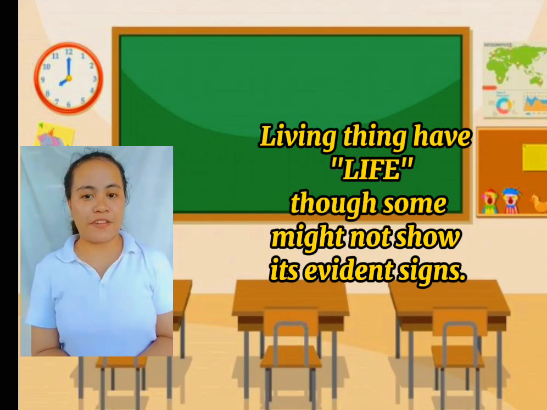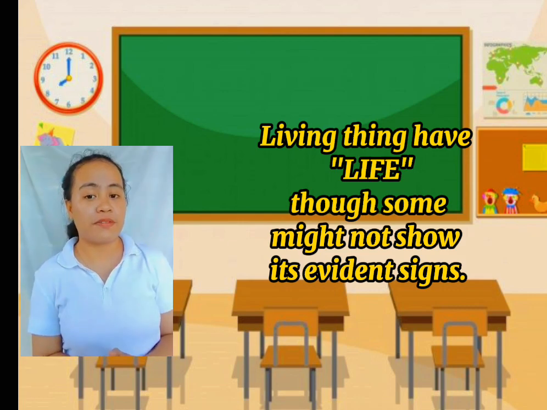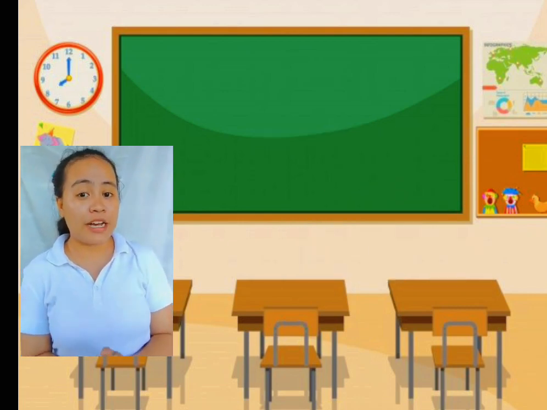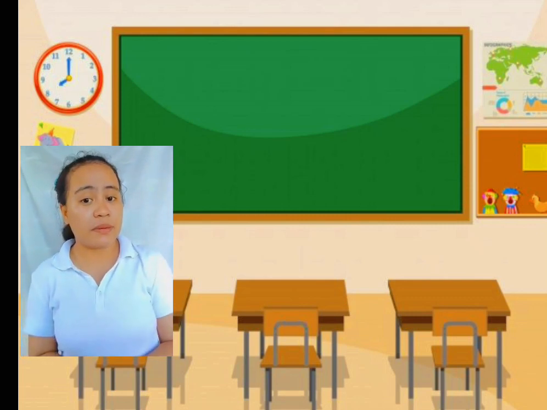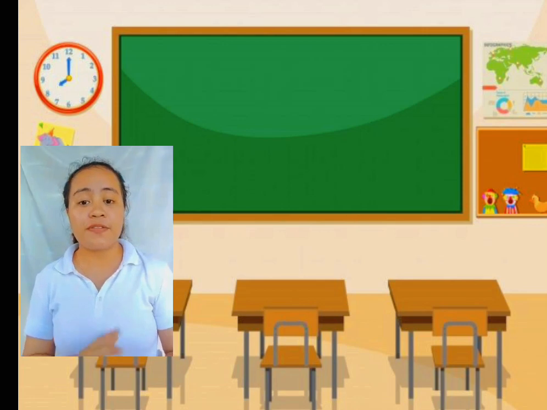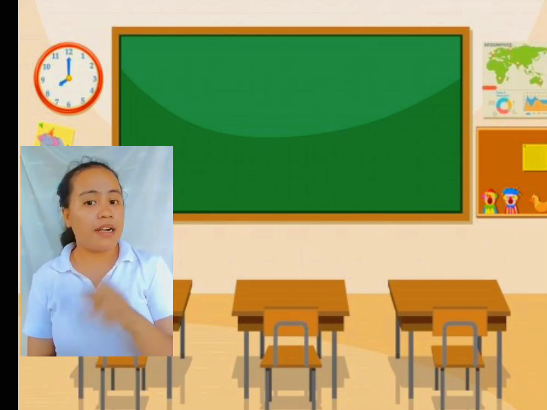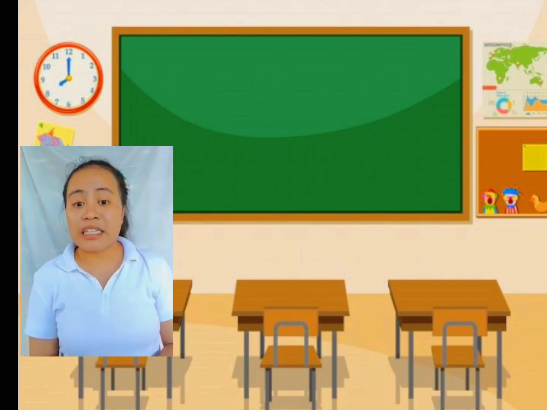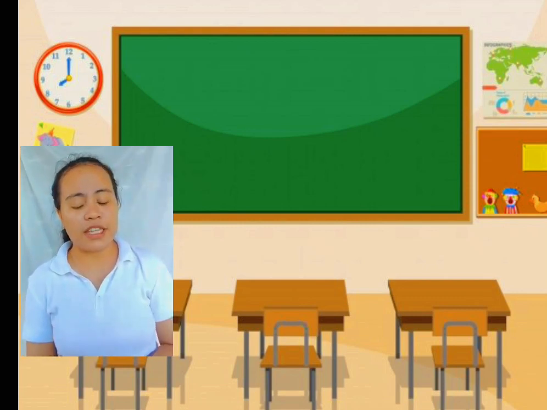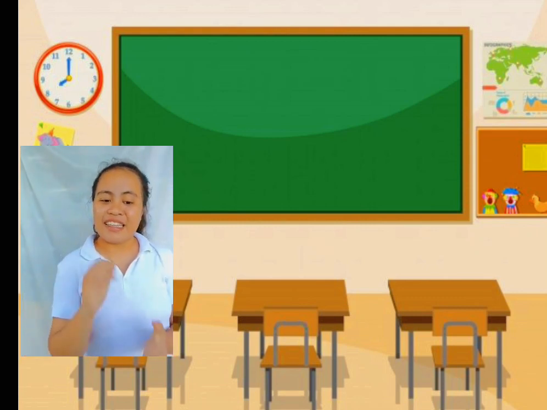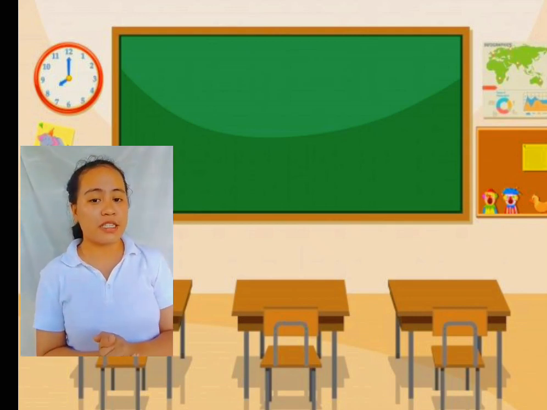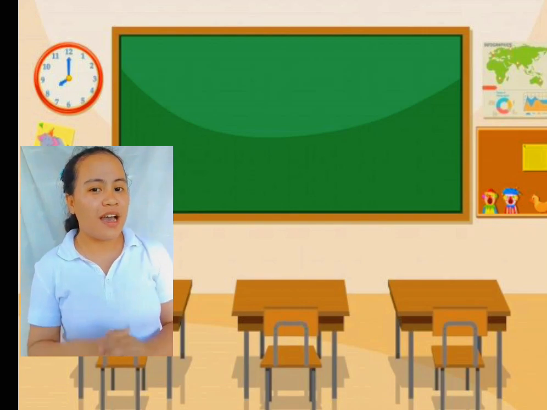Living things have life, but some don't show evident signs. For instance, a tree would not react as a human does, but we notice that it grows. Yes, the signs of life displayed by them are not very observable, but we cannot consider them as non-living things. Let us have a detailed look at the important characteristics of living and non-living things and the difference of the two.